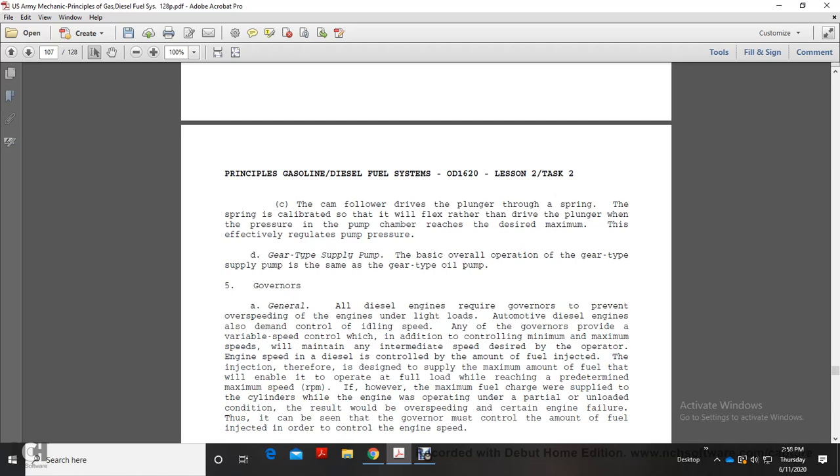Gear type supply pump. The basic overall operation of the gear type supply pump is the same as the gear type oil pump.